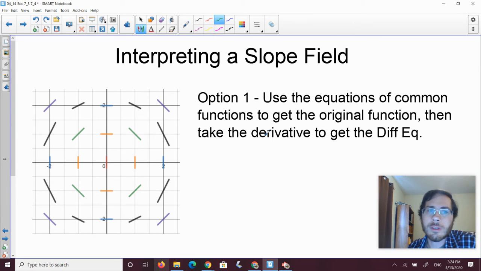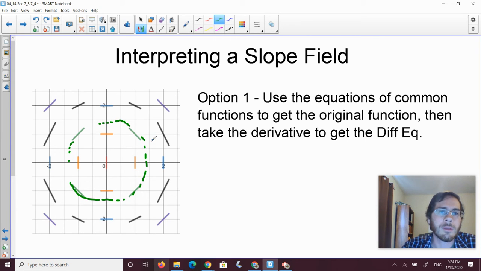So the other part is to interpret a slope field. The first thing you can do to interpret a slope field is just kind of look at it and say, all right, this is the example that I put on the overview. If we were to kind of connect these lines, they kind of look like they would make a circle. If we kind of visually say, okay, that looks mostly like a circle.